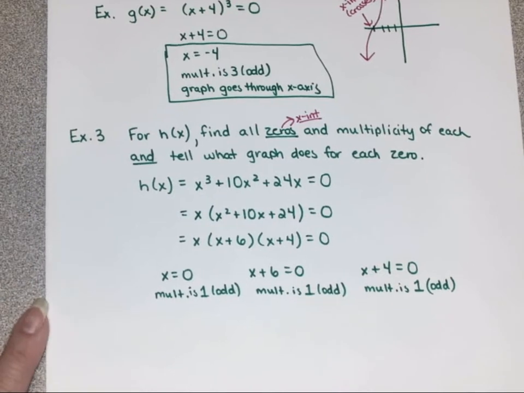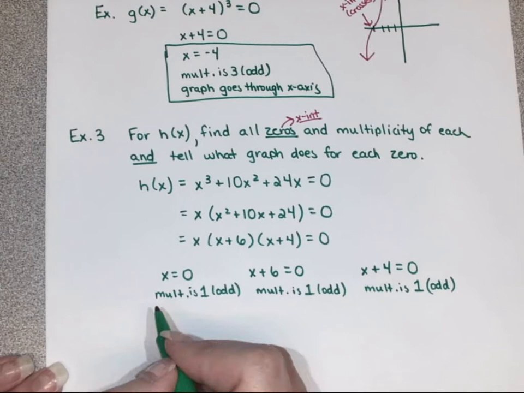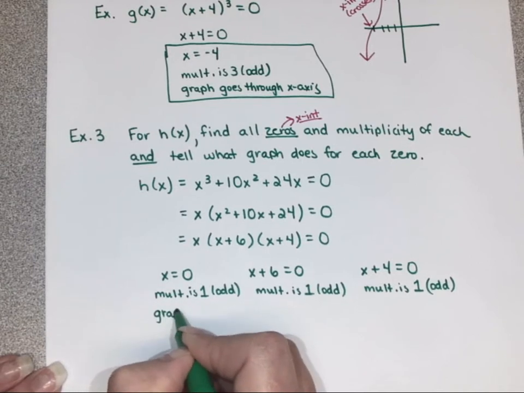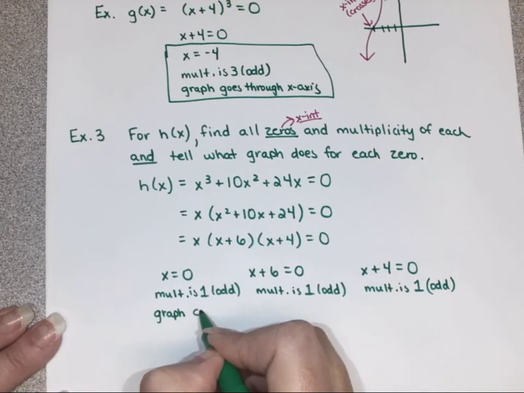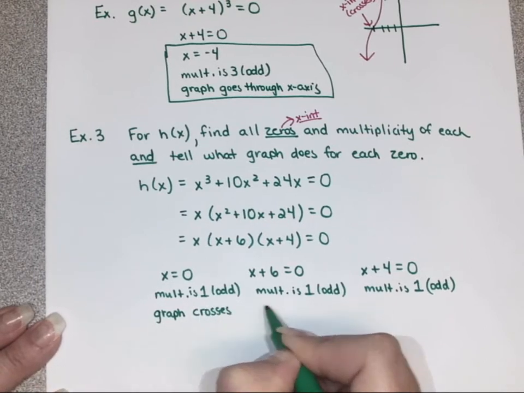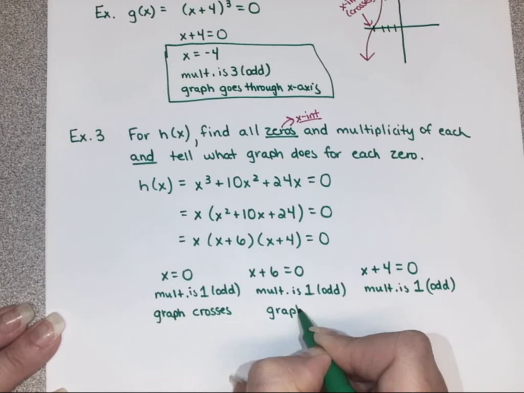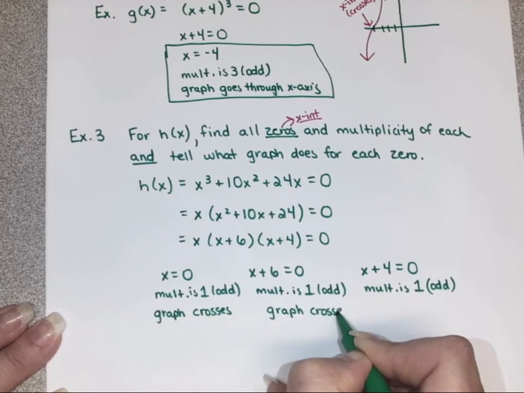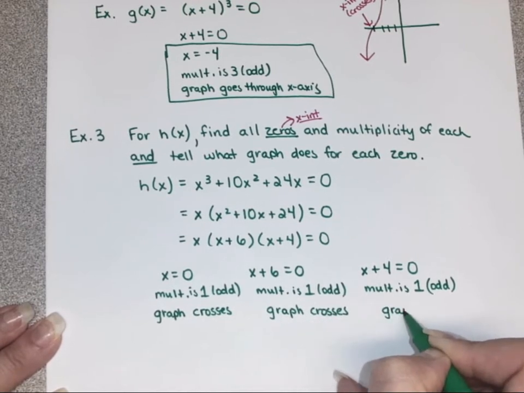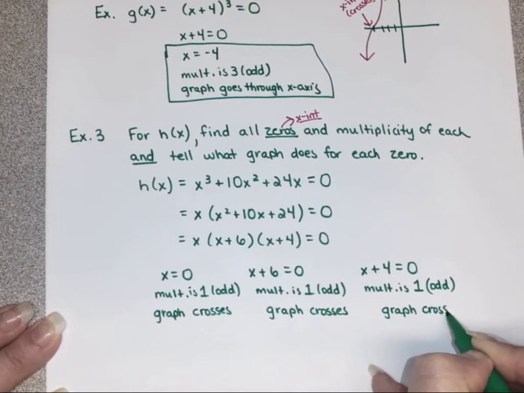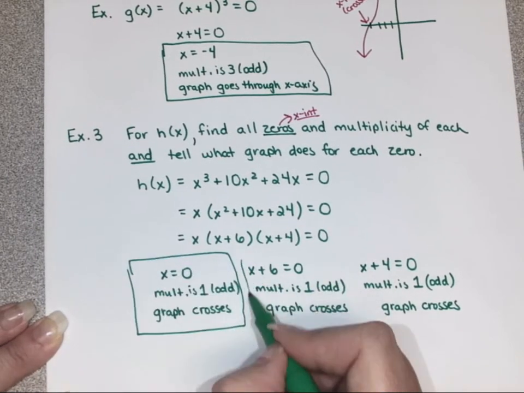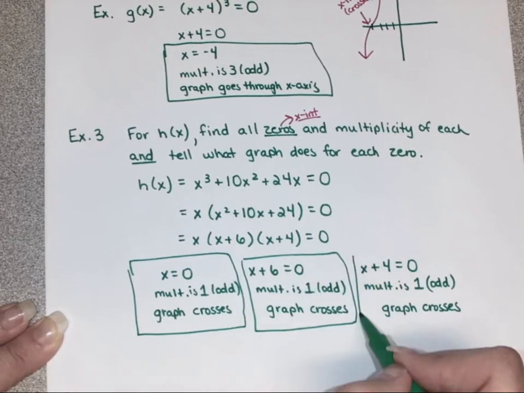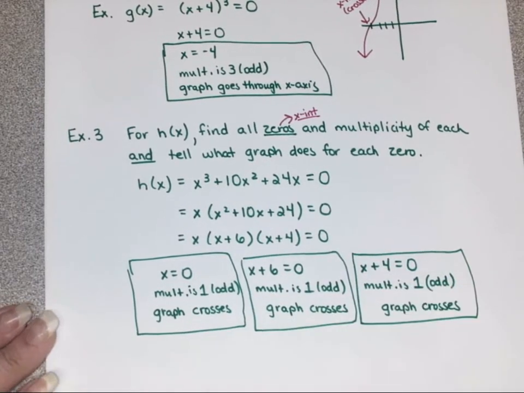Okay, so what does that mean that the graph does for each of them then? So yeah, the graph is going to either turn or cross. That's your 2 options. So which one's it going to do for all of them? It's going to cross for all of them. In other words, it doesn't make a turnaround or anything like that. It doesn't do what a parabola does. So like notice each individual root kind of has its own thing.